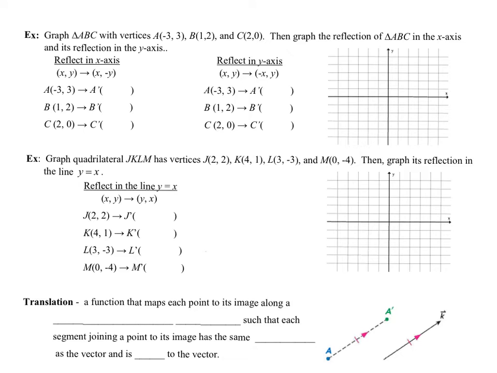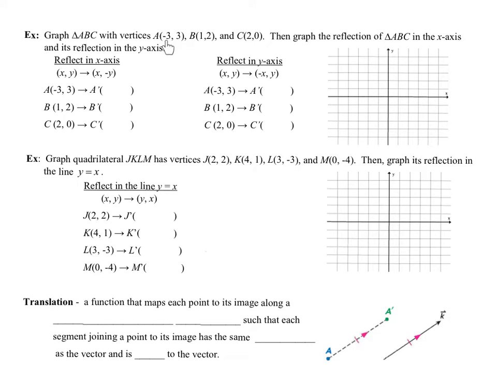Okay, so let's take a look at some examples of reflections in the coordinate plane. In this example, we're going to take triangle ABC with these vertices. We're going to reflect that triangle in the x-axis, and we're also going to reflect it in the y-axis. So let's start by graphing triangle ABC.